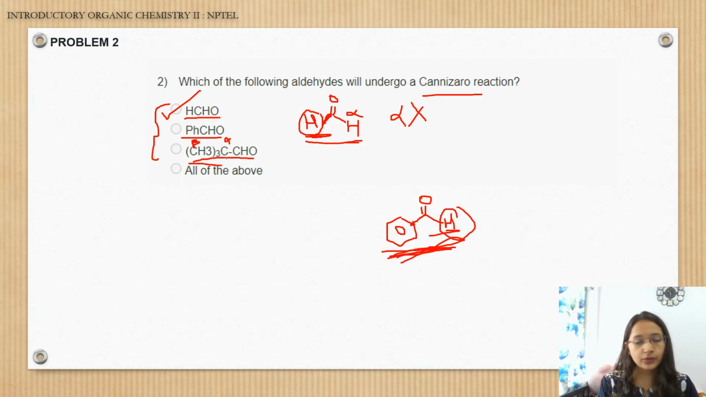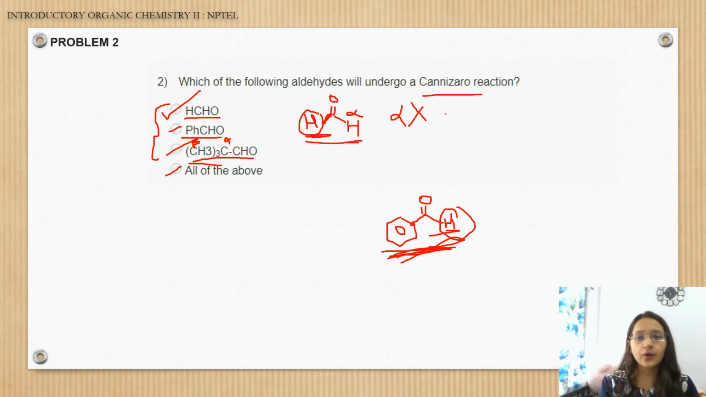So that is why we have to have the condition of alpha hydrogen. Now here, this carbon doesn't have an alpha hydrogen because it is connected to three methyl groups, right? The valency of carbon is 4, we all know. So this is the three methyl groups connected here, and this is the aldehyde. So this alpha carbon doesn't have the hydrogen, so that is why it is also able to give you the Cannizzaro reaction. So all of these are able to give you the Cannizzaro reaction. So the correct answer is all of the above.